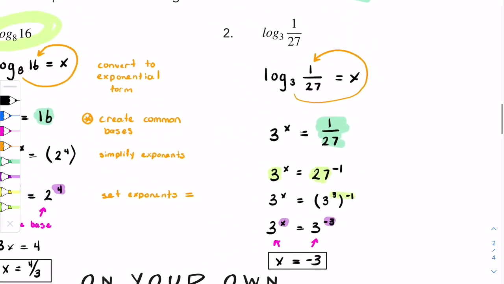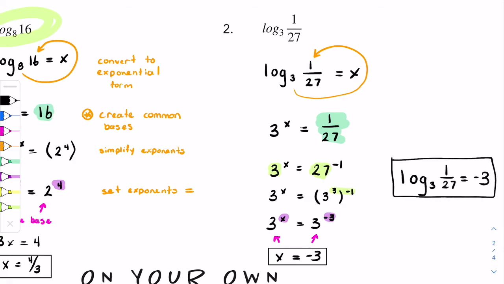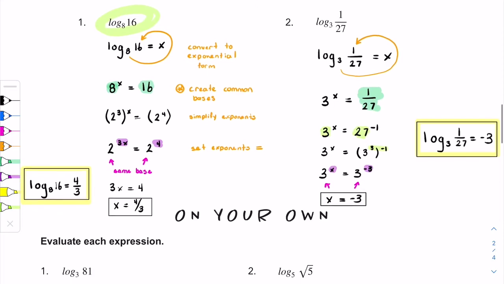Of course, our original problem was a logarithm. I'm going to write my final answer as log base 3 of 1 over 27 is equal to negative 3. Okay, follow along as I complete the on your own section.